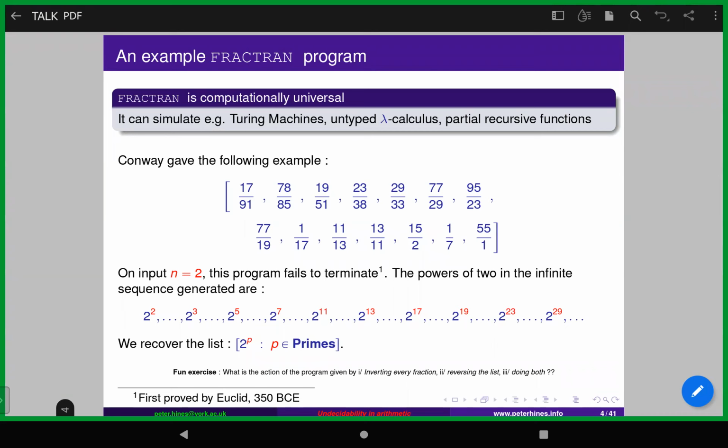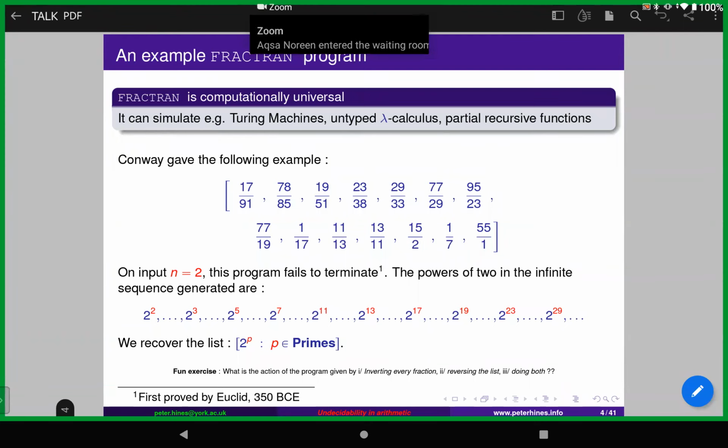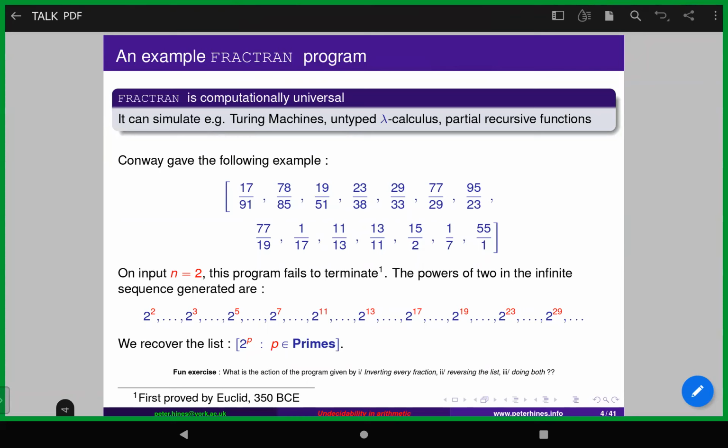Now, John Conway gives this rather nice example. If you go online, you can see him doing this. He simply writes it out on a blackboard. I don't know if he's doing it from memory or actually calculating these fractions as he goes along, but this program fails to terminate. And if you look at the trace, you see why. In the trace, you simply get a list of natural numbers. And if you look at the powers of 2 that you get in the sequence here, what you get are 2 to the 2, 2 to the 3, you get 2 to the p, where p is prime in order. And these are precisely the powers of 2 that appear in the series.